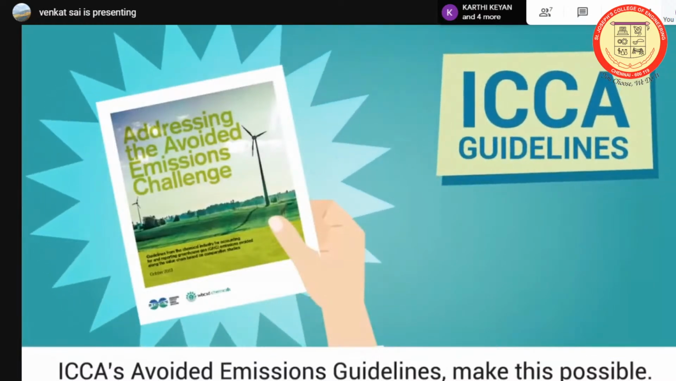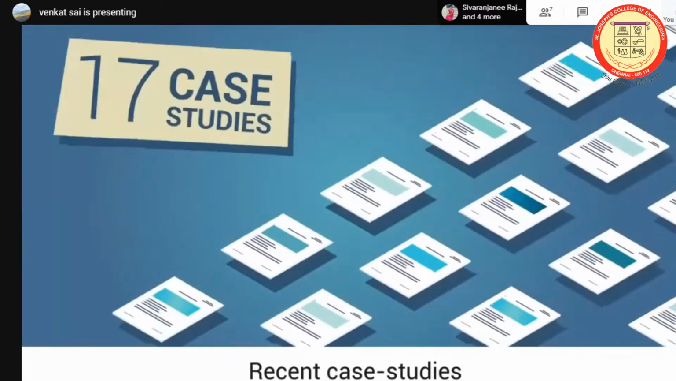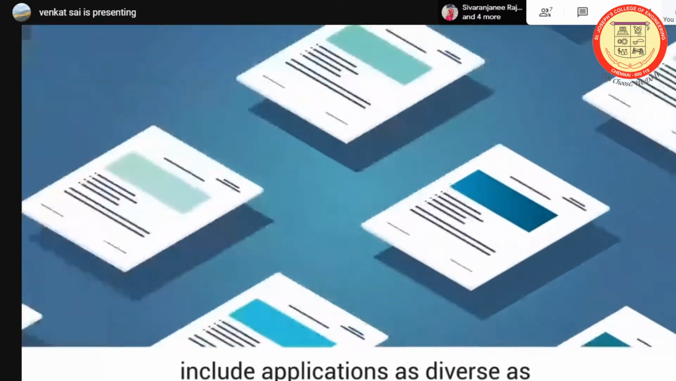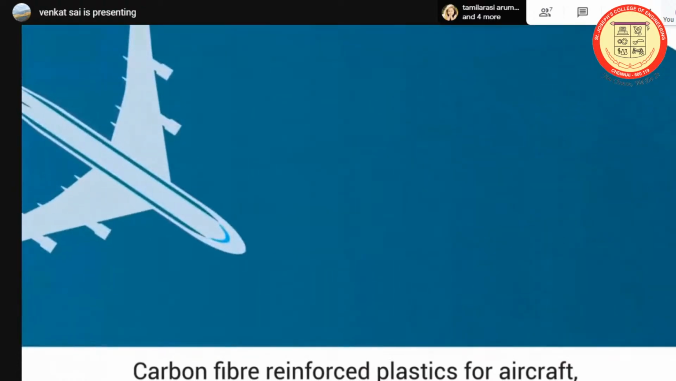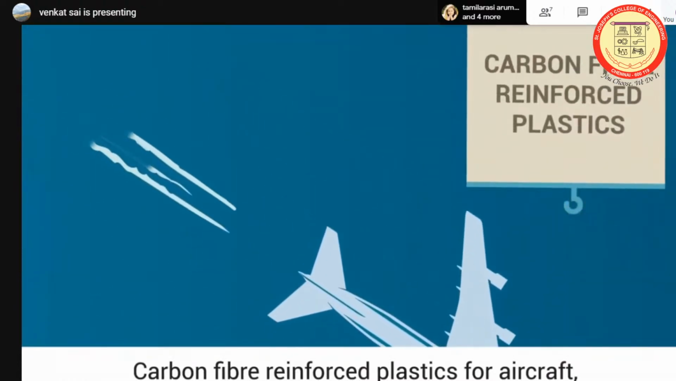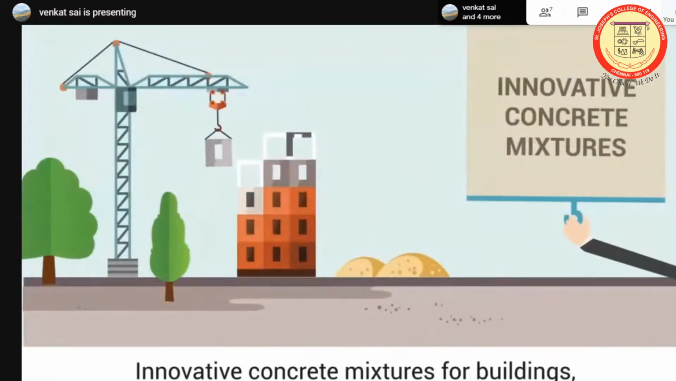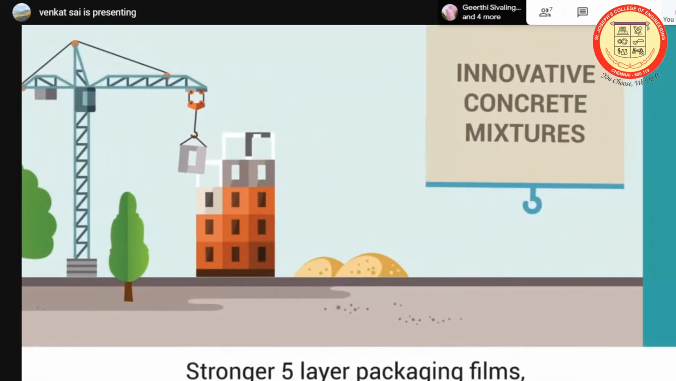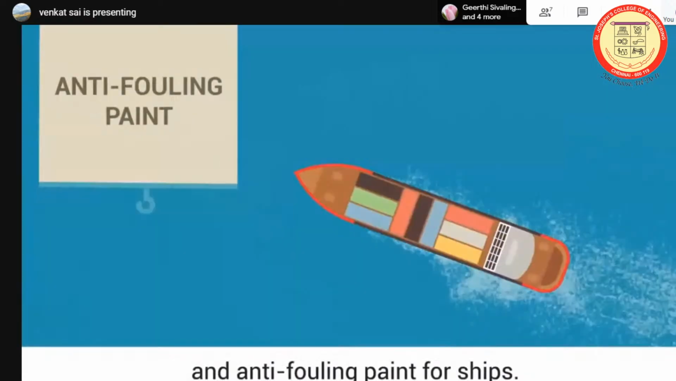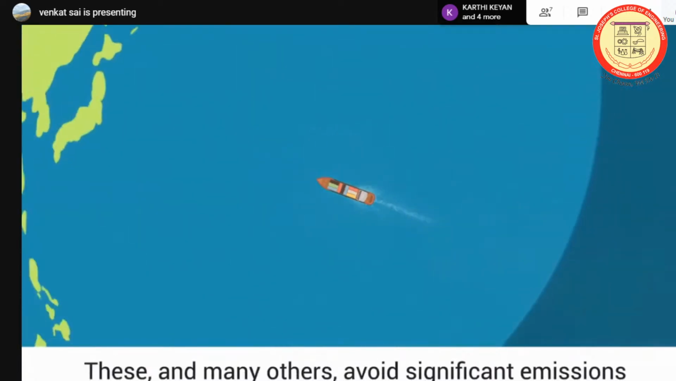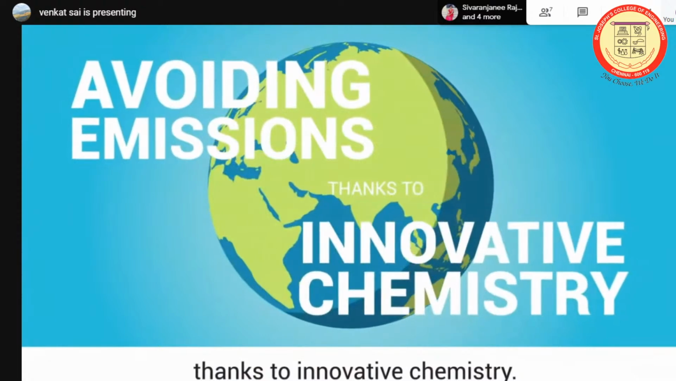ICCA's avoided emissions guidelines make this possible. Recent case studies using the guidelines include applications as diverse as carbon fiber reinforced plastics for aircraft, bio-based polyethylene, innovative concrete mixtures for buildings, stronger 5-layer packaging films, and anti-fouling paints for ships. These and many others avoid significant emissions thanks to innovative chemistry.